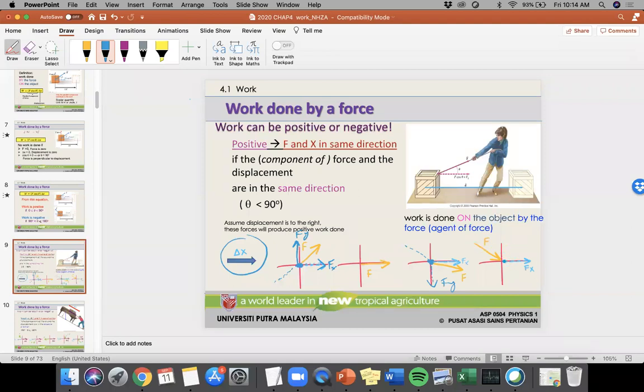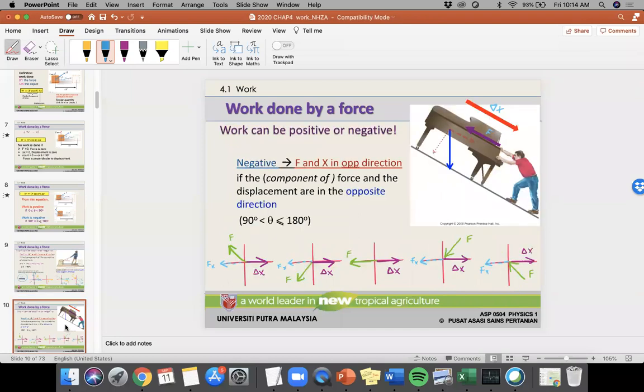And the same example here, if you can't see where it should be resolved, extend it. This is your F, resolve it, Fx, negative Fy. As usual, parallel components only, so Fx is in the same direction as x, so that gives you a positive work done. This is the example for negative work done.